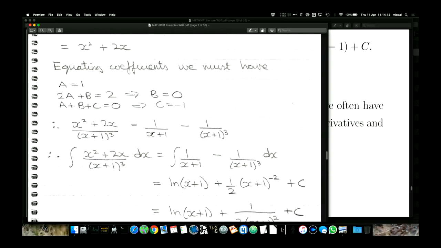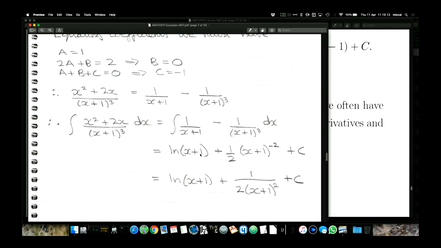So this one's a simple one. If you need to do the change of variable, do it. If you let u equal x minus 1, then basically du equals dx. So this is essentially the integral of 1 on u minus u to the minus 3. Easy. The integral of 1 on u is log of u. The integral of minus u to the minus 3 is minus a half u to the minus 2. Then plus, obviously, as always, the plus c. And then you're done.